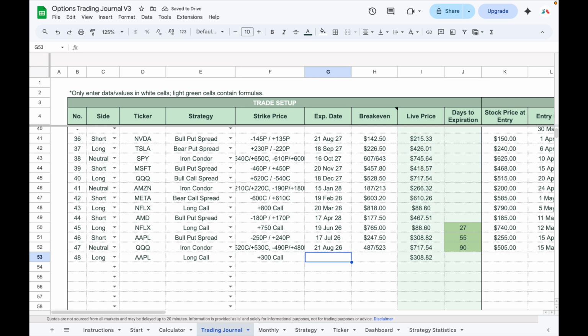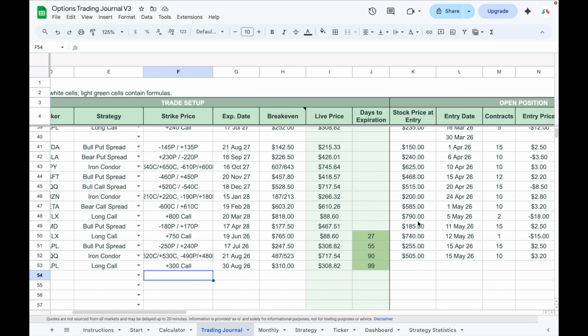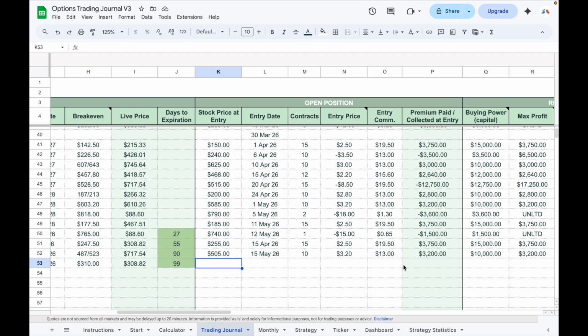Enter the options expiration date and the break-even price at expiration. The live price column shows the last price of the underlying stock, and the days to expiration column shows the number of days to expiration. Next, enter the stock price at entry as a reference. Enter the entry date. Enter the number of contracts and the entry price per contract.